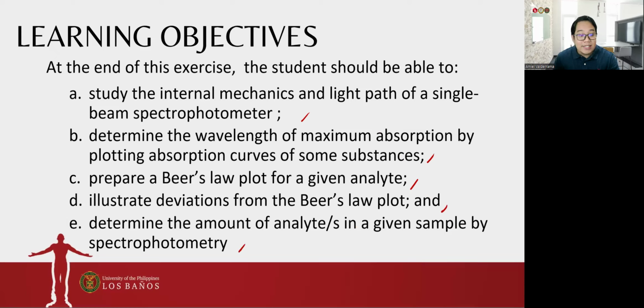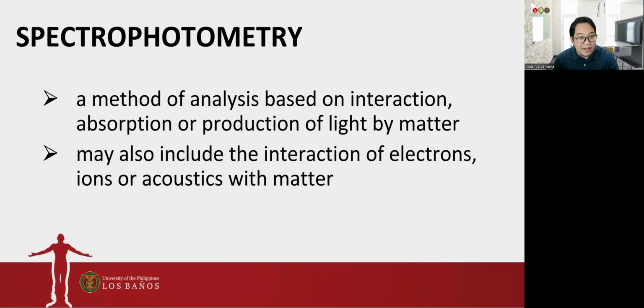Before we proceed, let's define what spectrophotometry is. It is a method of analysis based on the interaction, absorption, or production of light by matter. Suppose we have matter here, and it has an interaction with light. That interaction produces a certain response, and that response is what we measure in spectrophotometry. It may also include the interaction of electrons, ions, or acoustics with matter.